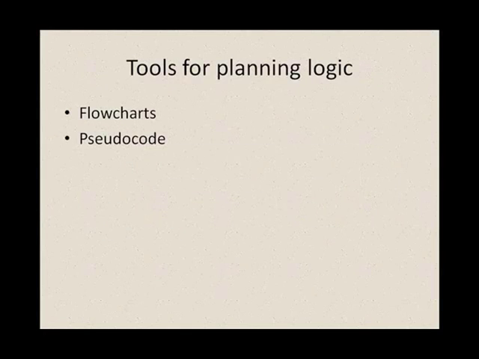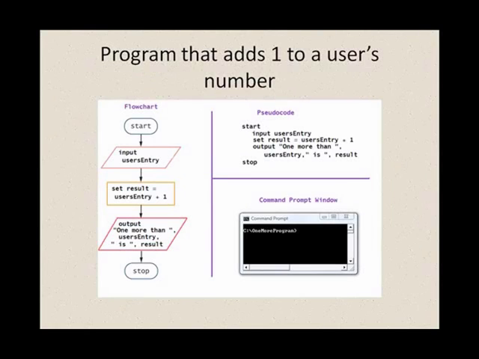When programmers plan the logic for their programs, they tend to use one of two tools. Flowcharts are pictorial representations of the logical steps in a program, and pseudocode is the logical steps of a program written out in English form. Here's the logic for a program that adds 1 to a user's input number. On the left is the flowchart of the program, on the top right is the pseudocode, and on the bottom right is what the program might look like after it's been written and it's running in a command prompt window.